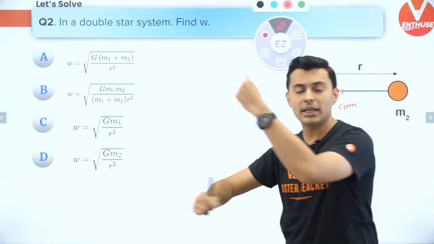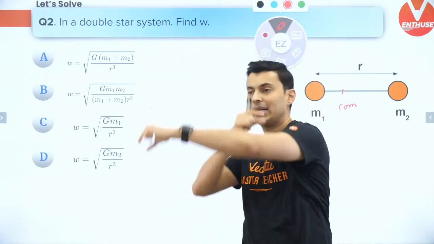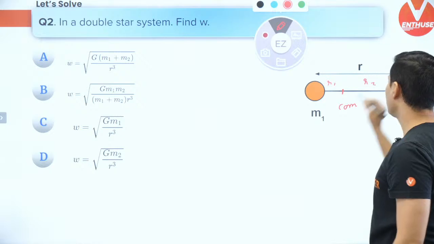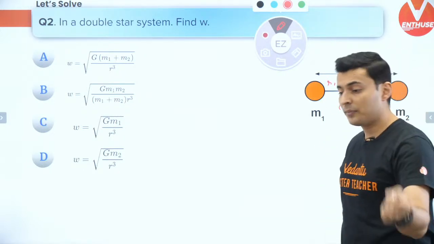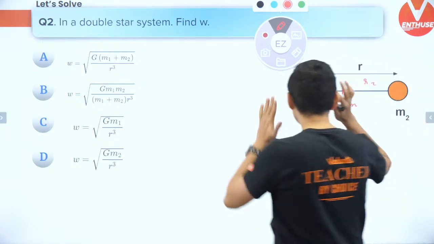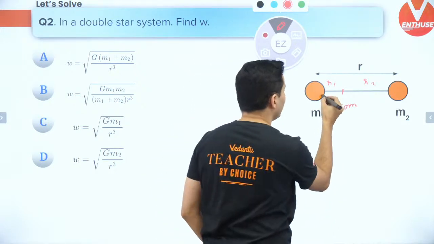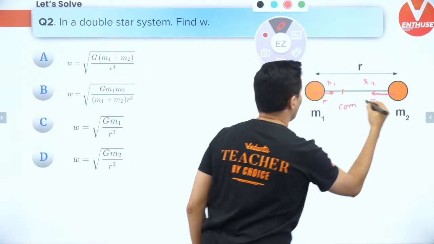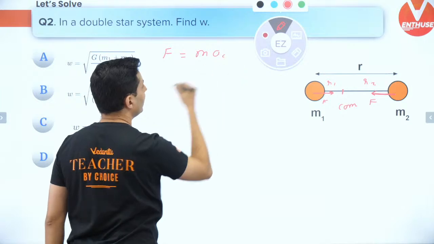Each star will rotate about the center of mass like this. If one mass is here, the other mass is here, they'll both rotate like this, correct? So let's assume this distance to be R1, this distance to be R2. You need to find out R1 and R2 because you will need it for finding the force and centripetal acceleration and all that. Why are they rotating? Because of the mutual force of gravity. There is gravitational force on this guy and on this guy, and that force of gravity is causing the centripetal acceleration.